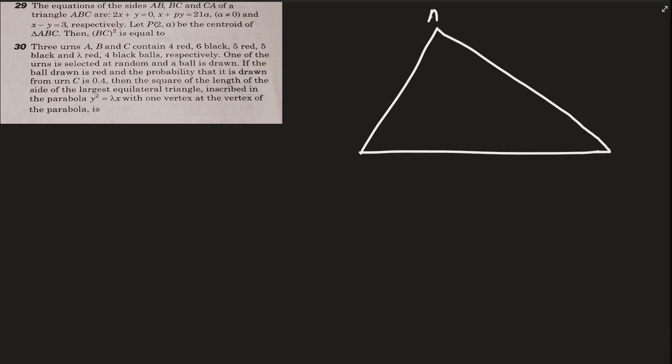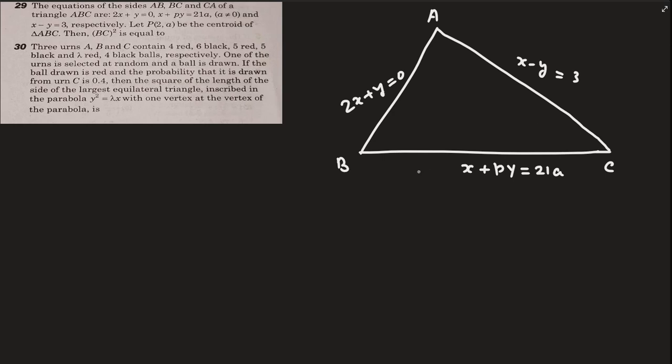So this is A, this vertex is B, this vertex is C. The equation of the side AB is given, 2x plus y is equal to 0. BC equation, x plus py is equal to 21a, and the third one is x minus y, which is equal to 3.